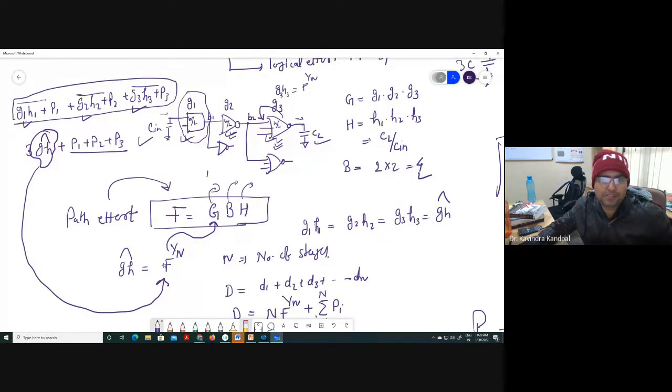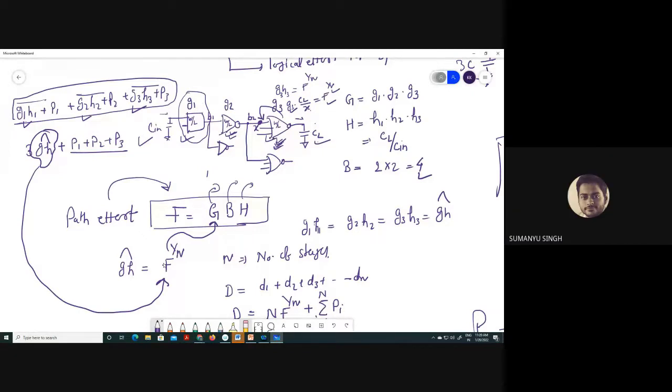Because G of this gate is known, it is a standard form. H is CL divided by this capacitance. Let's say this capacitance is X, then G3 into CL divided by X is supposed to be f to the power 1 by n. F is known to you, n is known to you, G3 is known to you. So you will be able to find out this capacitance. Yes or no? We did it last time.